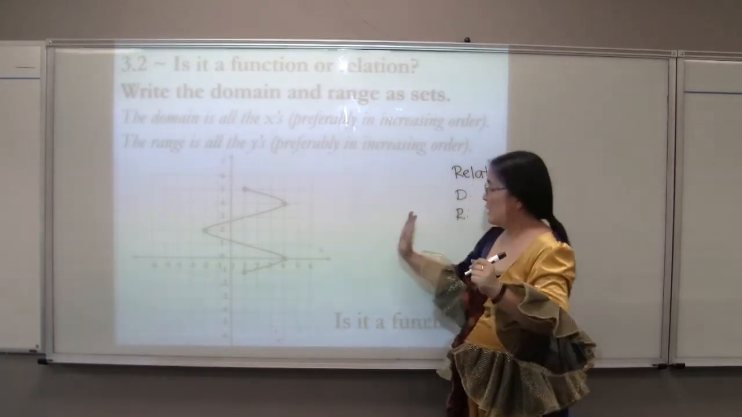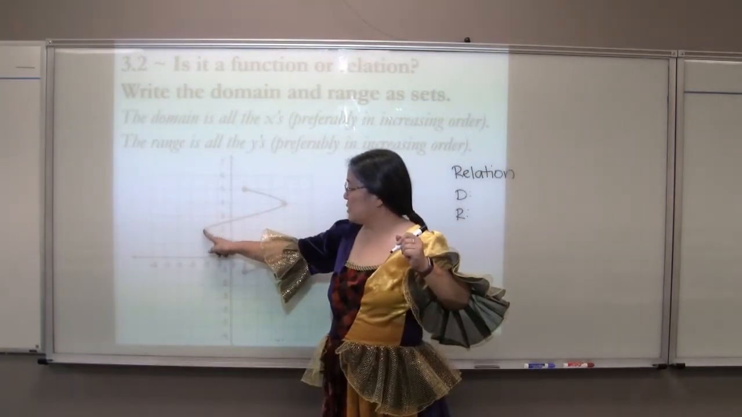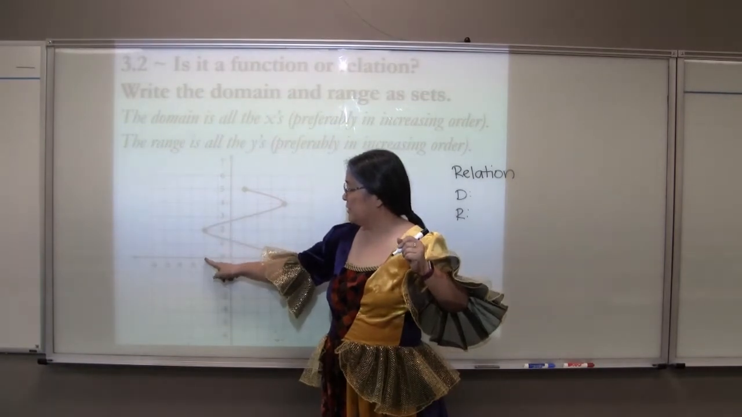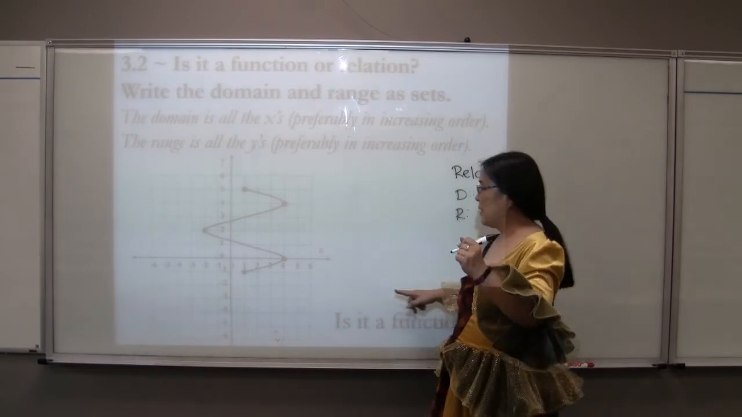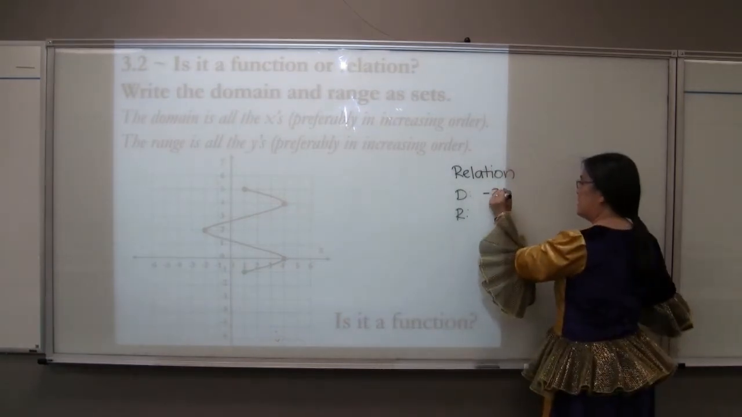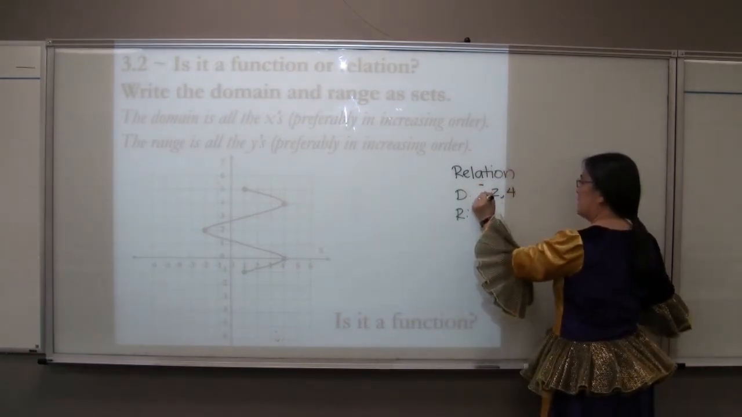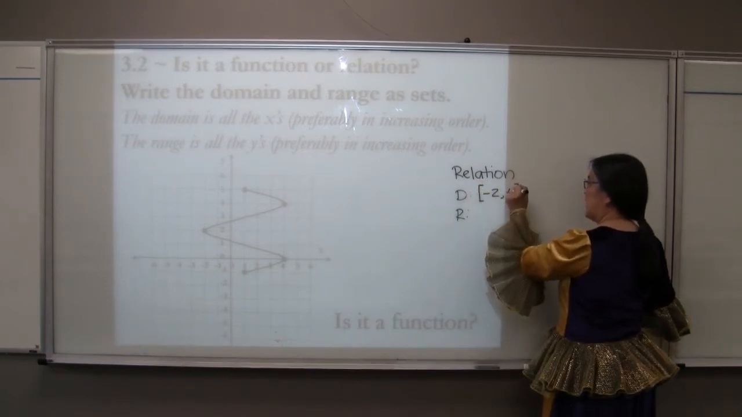Now, the domain. How far left does it go? Some people say it goes to 2, but it goes to -2 because we're reading off of the x-axis, all the way over to 4. -2 to 4, equal sign because it's a solid dot, and connect.